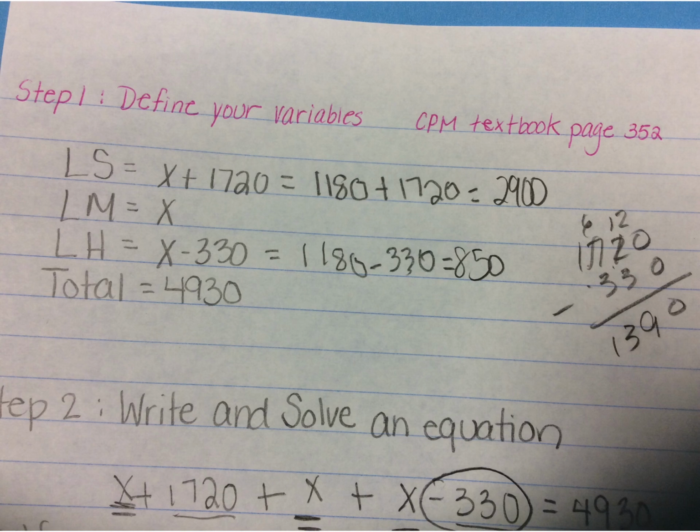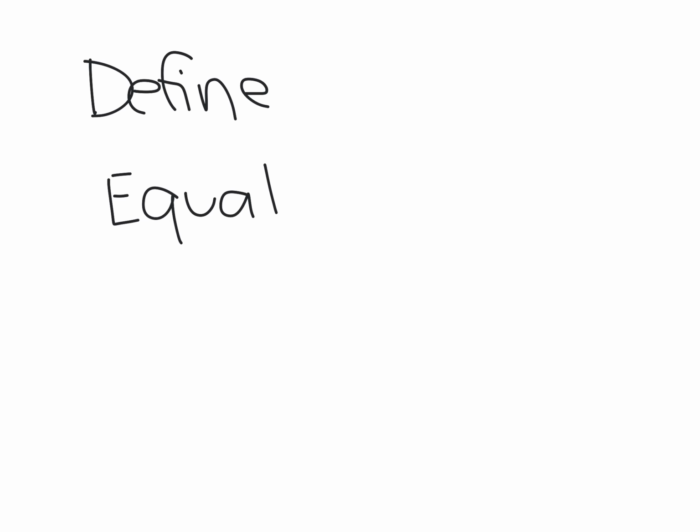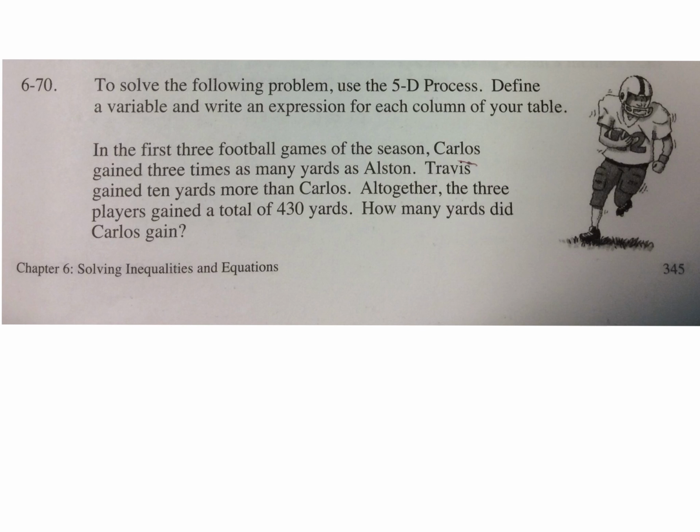So we're going to finish that sentence out. So here's our final sentence. Lake Michigan has 1,180 cubic miles of water. Lake Superior has 2,900 miles cubed, and Lake Huron has 850 miles cubed of water. So in conclusion, you should have a define, an equation that you solve, and a sentence that answers the question. If you think you need more practice, continue watching the next example. The next example can be found on page 345.